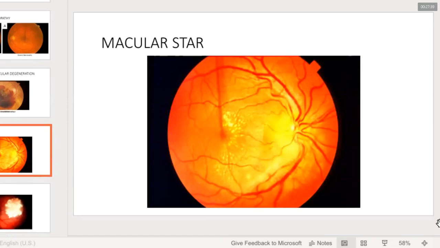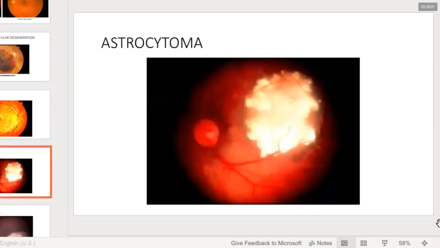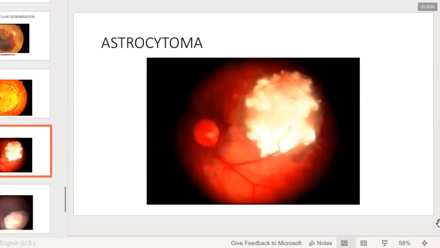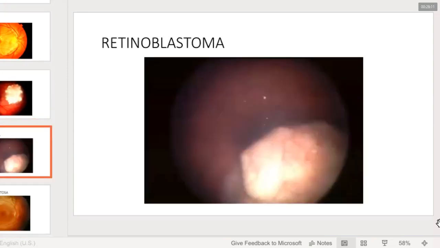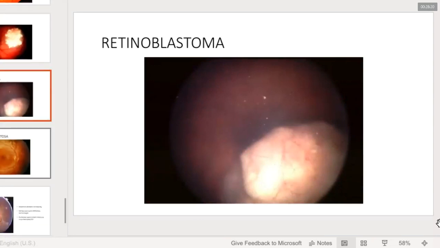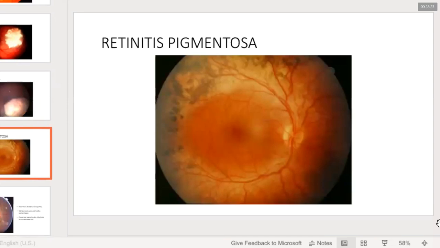And this is what a macular star looks like, especially in cases of grade 4 hypertensive retinopathy, or could be optic neuritis in cases of infective optic neuritis. Okay, this is just showing astrocytoma in the fundus. And this is what retinoblastoma may look like. This is an endophytic type, which grows into the vitreous.